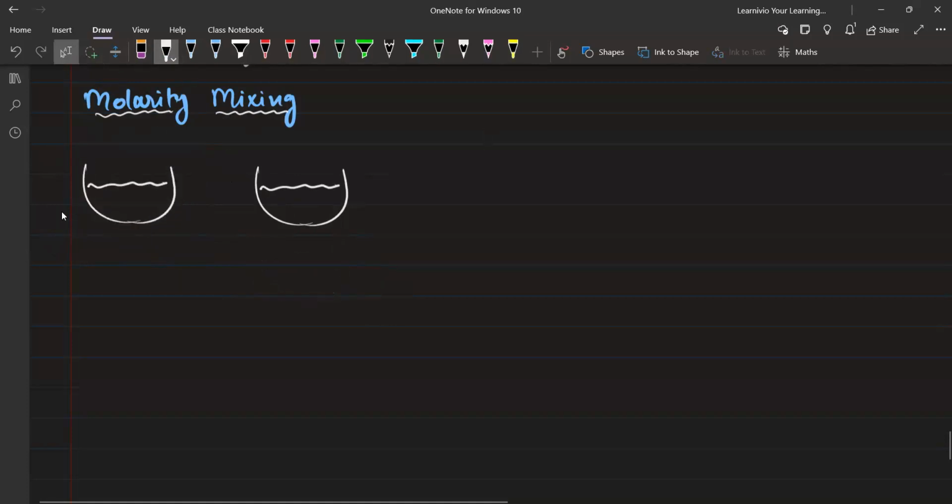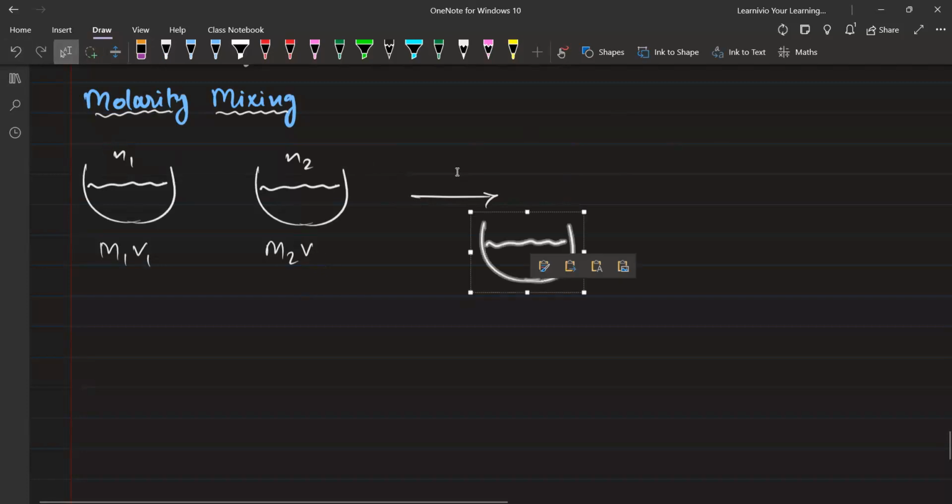So suppose we have the molarity of this M1, the volume here we have V1, the molarity of this is M2, the volume is V2. Now, if I have N1 number of moles in the first solution, and this has N2 moles. When I'm going to mix it, then I will get a bigger container.